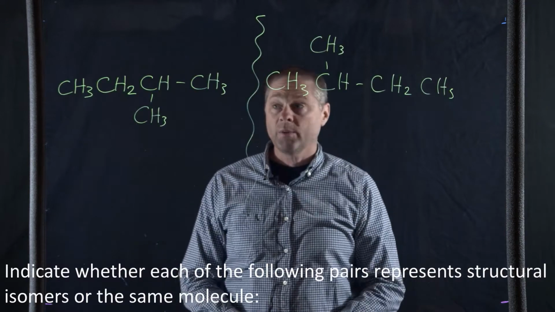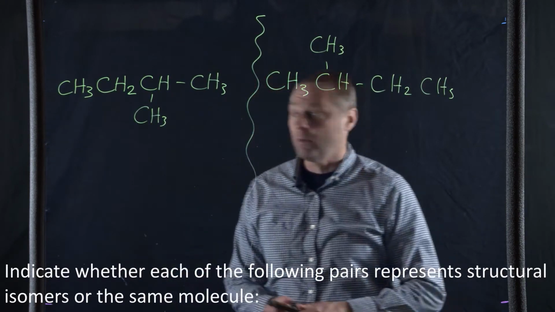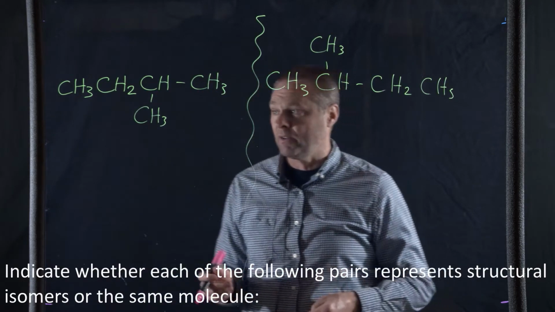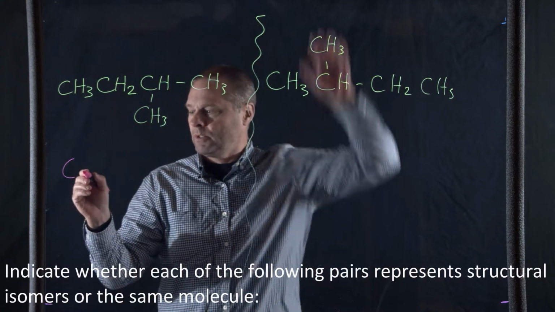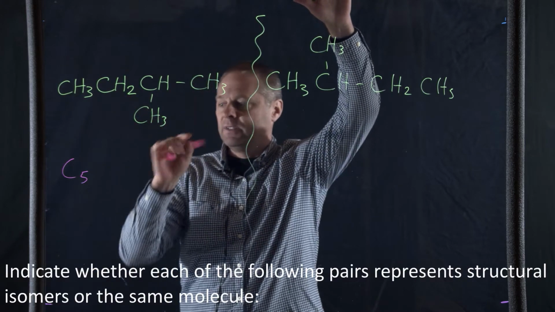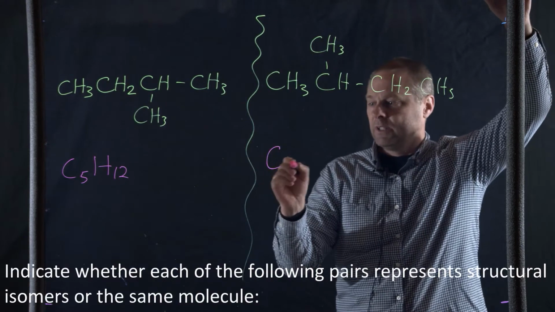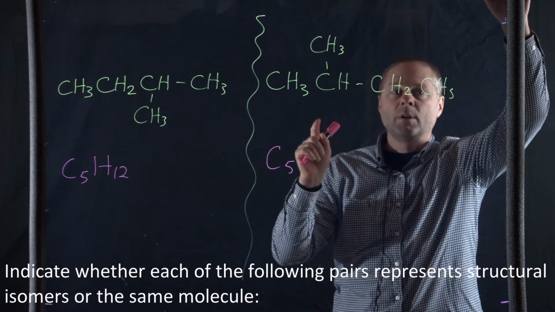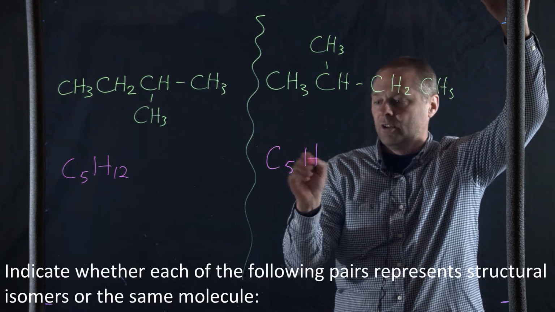Okay. All right, we're back with another problem. Okay. Now, let's once again start counting up the carbons that we have. So once again, we want to determine whether these are structural isomers or if they're the exact same molecule. Here we have 1, 2, 3, 4, 5 carbons, so it becomes C5. We have 3, 5. 5 and 7 is going to be H12. Here we have once again C5, 1, 2, 3, 4, 5, C5. Count the number of hydrogens, 1, 2, 3, 4, so that'd be H12.